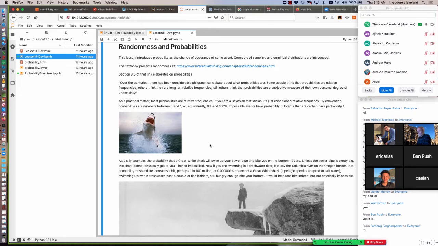It can't happen for a couple of reasons. First, most sewer pipes, by the time they're at your house, are 3 or 4 inch inside diameter. That shark isn't going to be able to get up that small of a pipe. Secondly, especially here in Lubbock, we're a long way from open salt water. These are pelagic species, which means they live out at sea. So the shark physically can't get to us. It's impossible. The probability of a great white shark swimming up your sewer pipe and biting you in the bottom is 0.